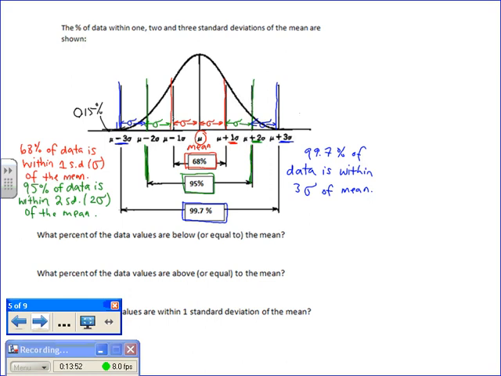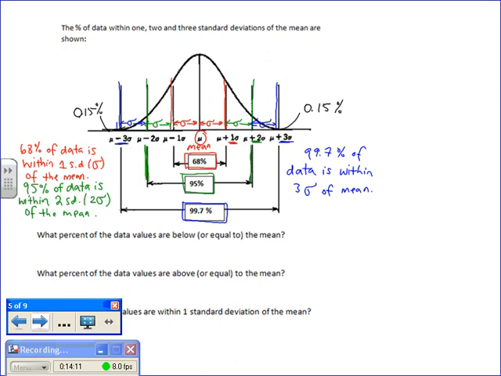And on the other side, 0.15% of the data is above 3 standard deviations. So that's the little small area under that part of the curve. It's very, very small. So there are very few data values that are that far from the mean.